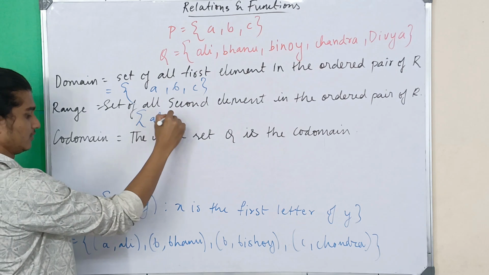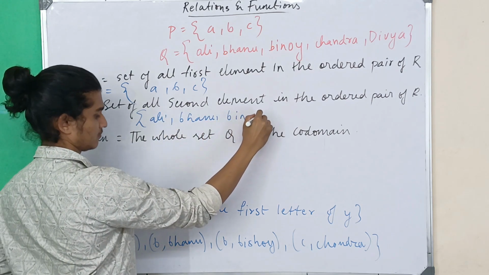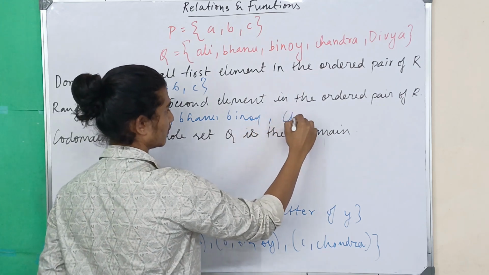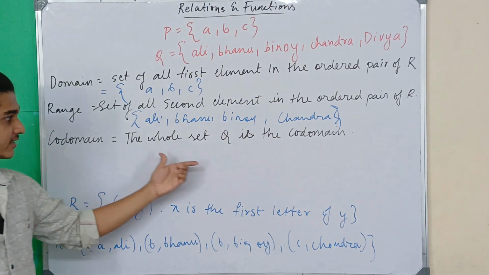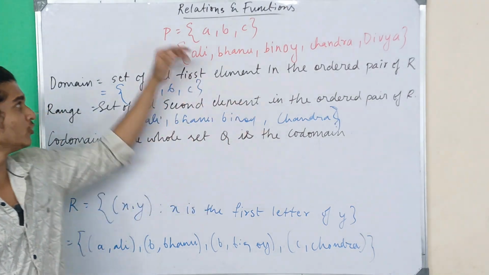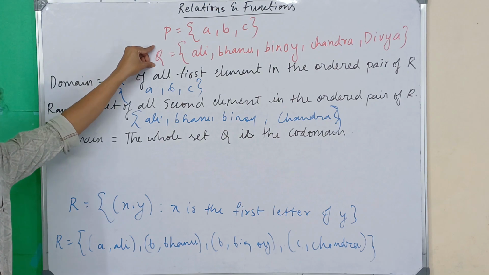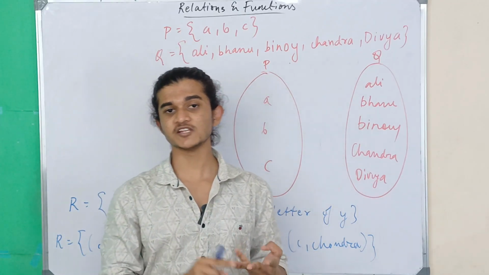So you have Ali, Banu, Binoy, and Chandra. And the codomain is going to be, so codomain is the whole set Q. So you do your P cross Q. So the next set Q, the whole set, is basically the codomain. So that was the basic definition of relations, domain, range, and codomain.